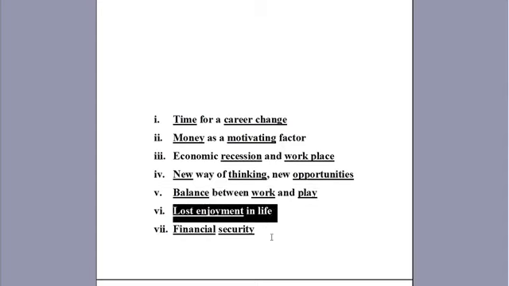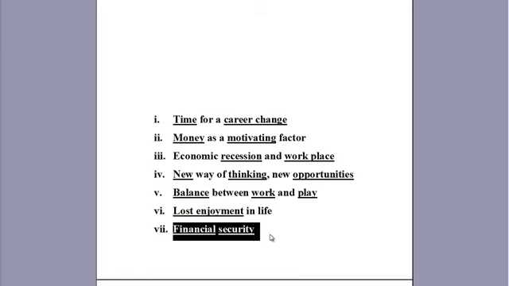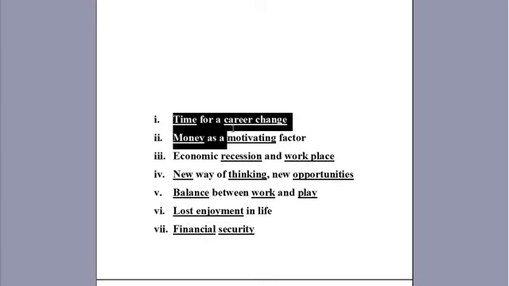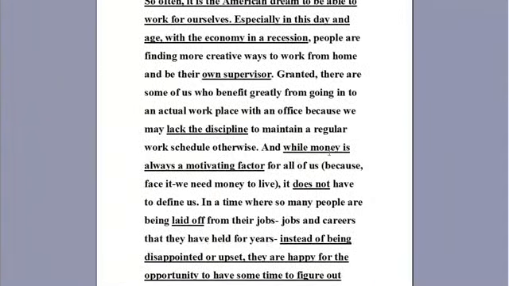Quite the opposite. He wanted to do something else. He wanted to be his own boss. He was successful. It was not a matter of losing enjoyment. Financial security? Well, he was financially secure, but it is not the overall meaning of the paragraph, what the paragraph wants to say. What the paragraph wants to say is that although his father was successful, it was time for a career change for him. He wanted to be his own boss. So, this is the heading for this paragraph. Now, let's go to the next paragraph to use it as an example.